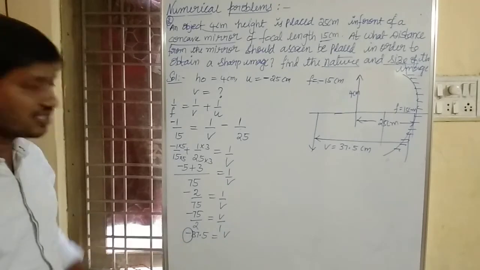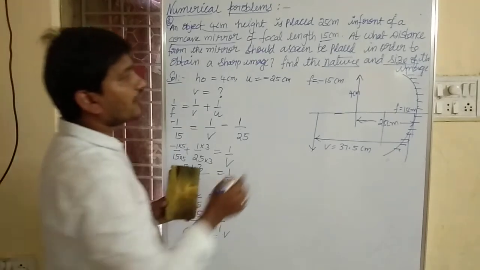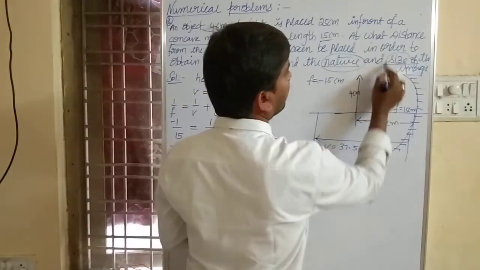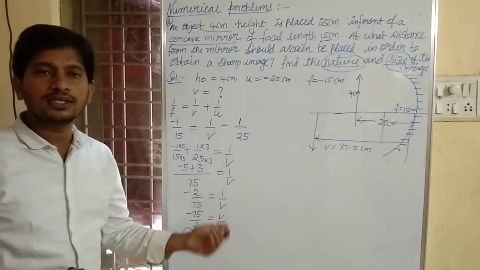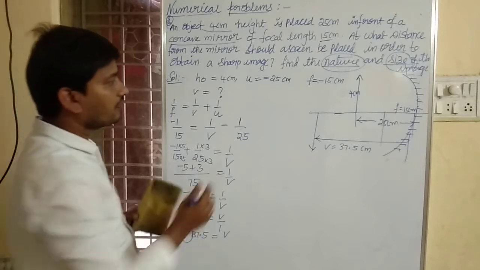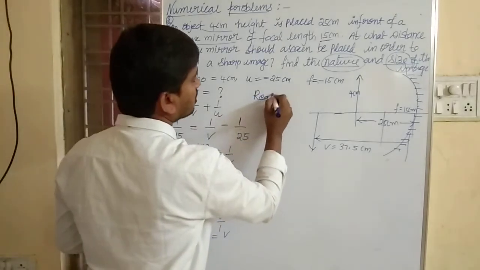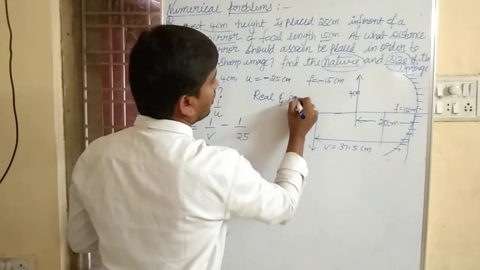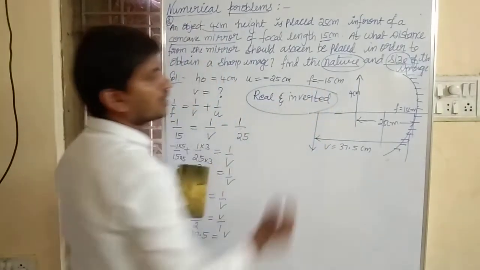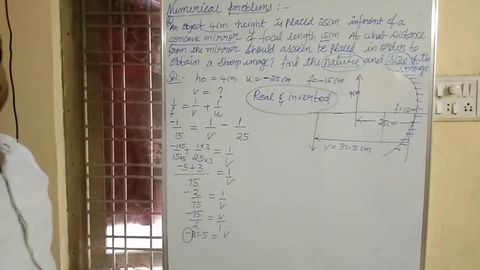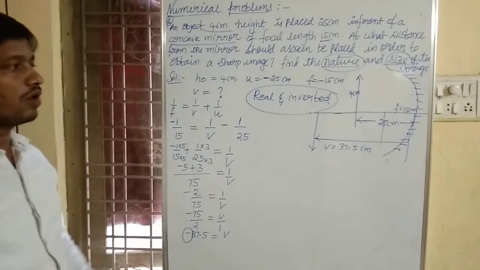That is what the minus indicates. Also they are asking to find out what is the nature and what is the size. What is the nature of the image? We got an image in front of the mirror. So the nature of the image is what? Which is a real image, real and inverted image. Real and inverted image. Now what do we have to find?